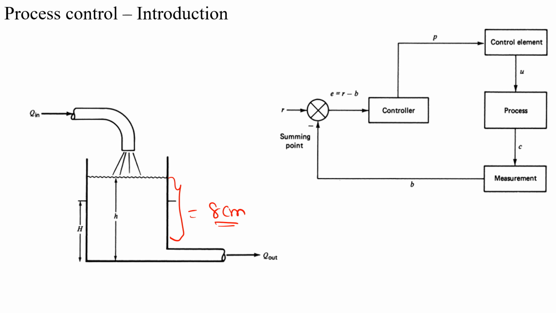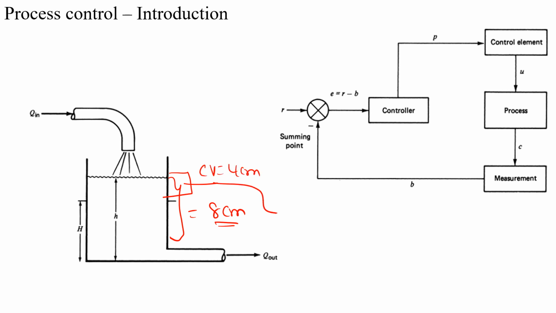So how are we going to achieve this target? How are we going to reach this desired point? For that, we need to do certain things. One such thing is, first I have to measure the current level of the tank. For that, I need a sensor or any measurement device. That measurement device will give you the current value. For example, my current value is 4 centimeter.